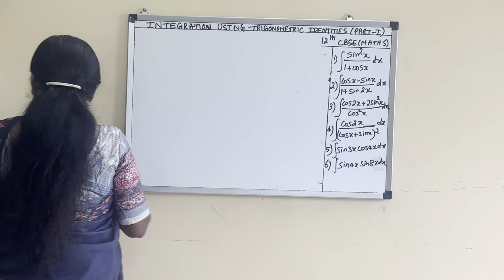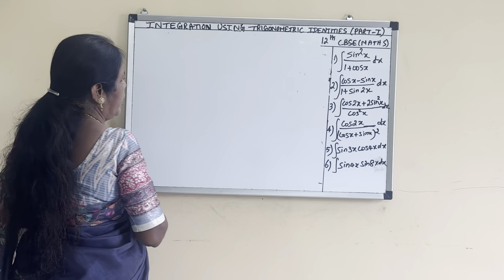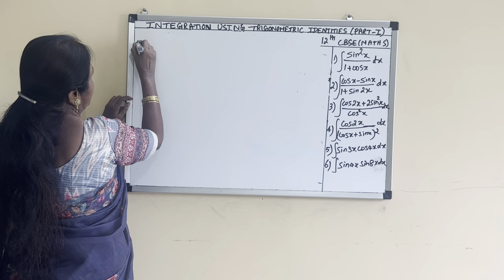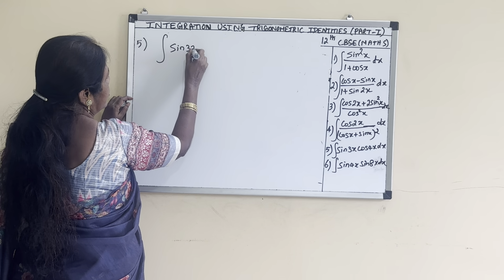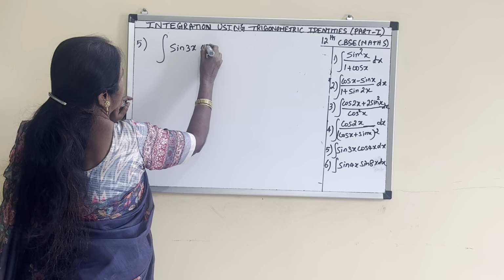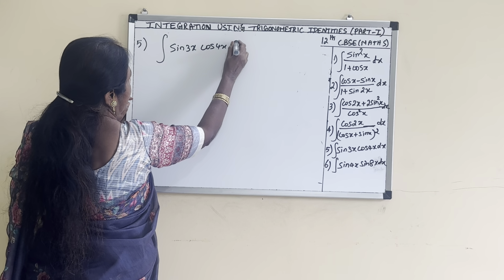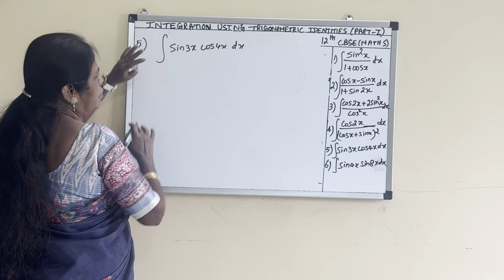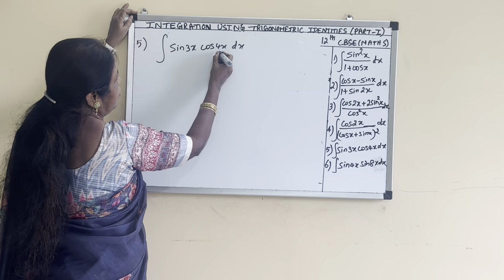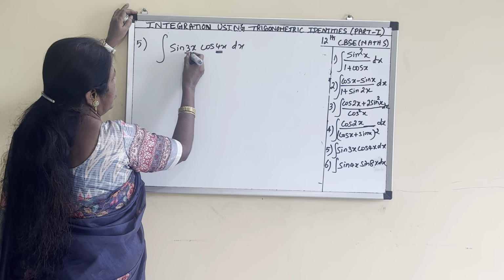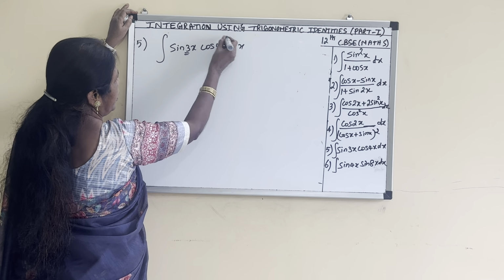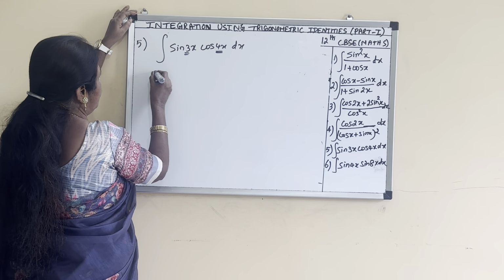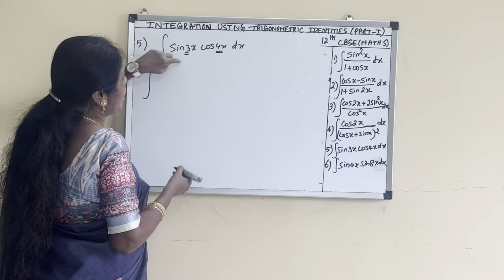The first one I am taking is the fifth question, integration of sin 3x into cos 4x into dx. You can keep it as it is and do. Generally, it is easy if you keep the bigger number first. The 4 is greater than 3, so you can keep this function first, or you can keep it as it is also.